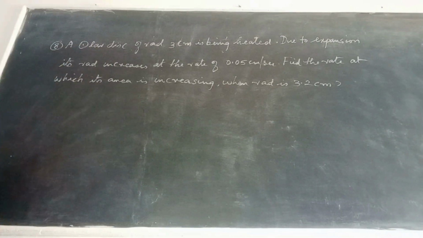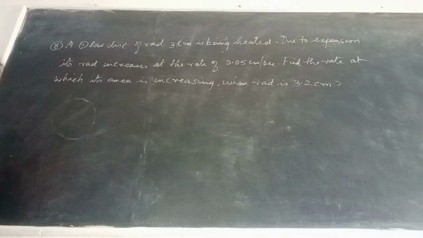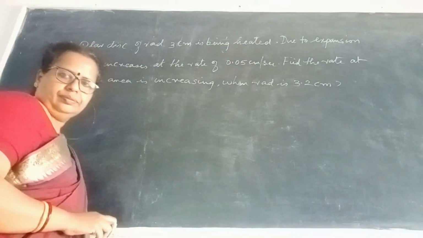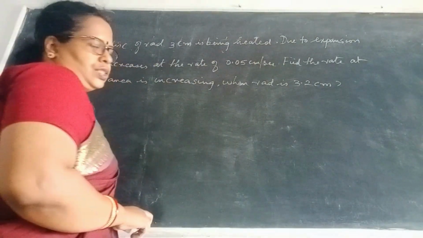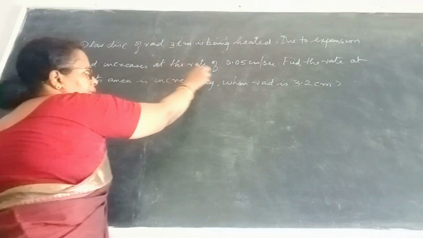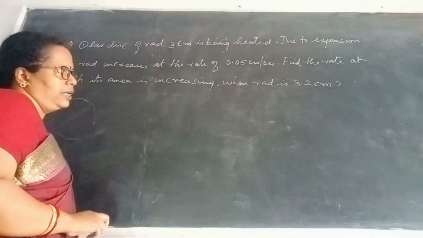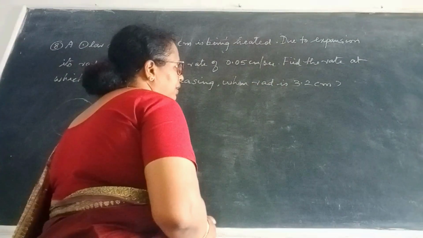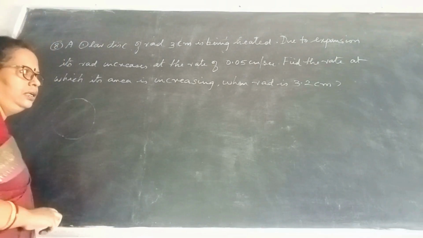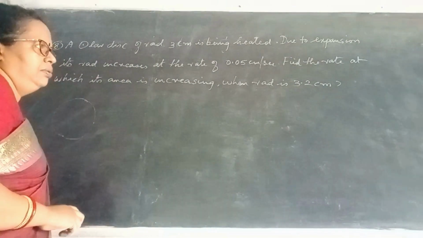A circular disc of radius 3 centimeter is being heated. Due to expansion, its radius increases at the rate of 0.05 centimeter per second. Find the rate at which its area is increasing when the radius is 3.2 centimeter.